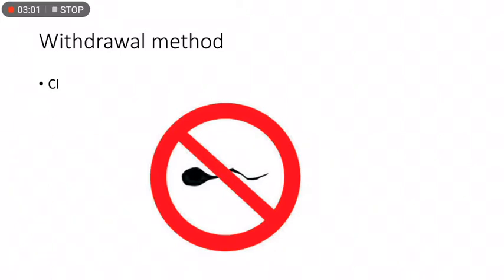Well, there is another method called the withdrawal method. In the withdrawal method, just before ejaculation, we remove the penis from the vagina. By doing that, we are able to prevent the sperms from entering the female genital tract. This technique is also known as coitus interruptus. The name explains itself, right? We interrupt the coitus. So the sperms will not be able to enter, but it has a very bad disadvantage. Let's review it later.